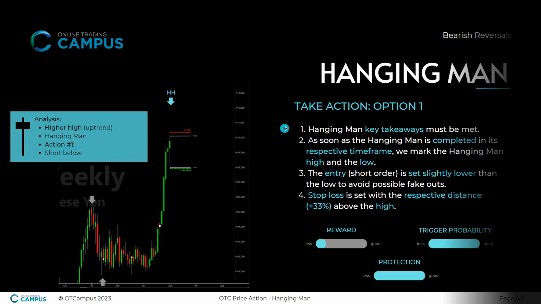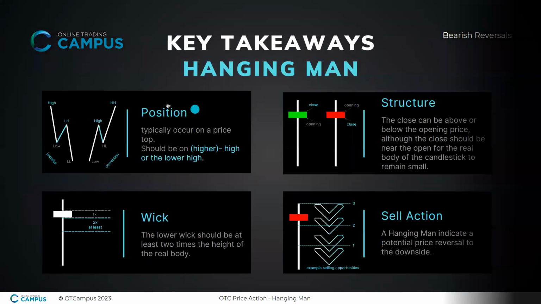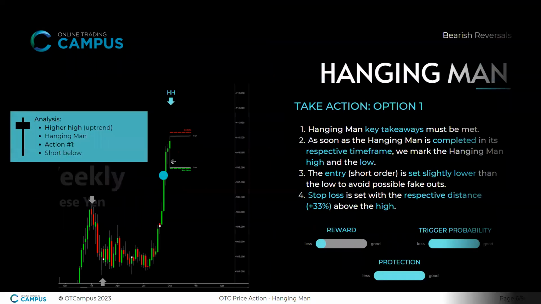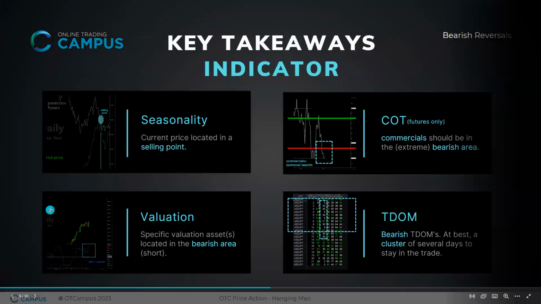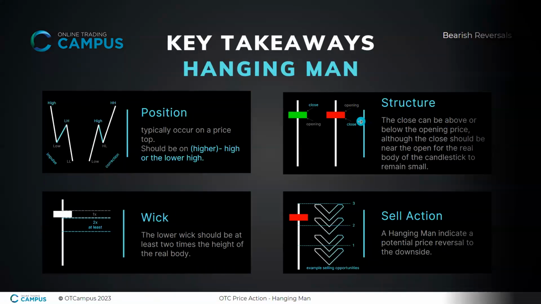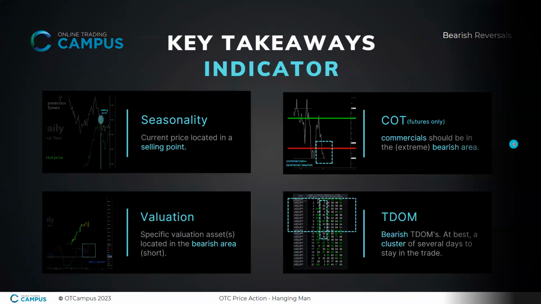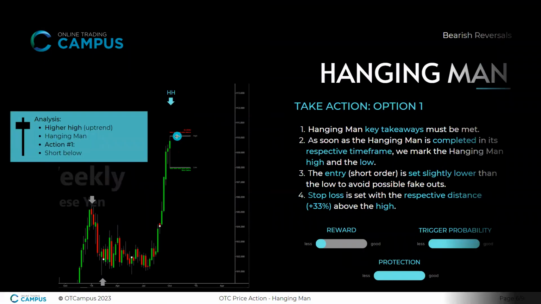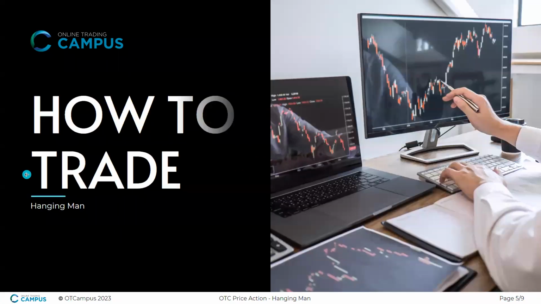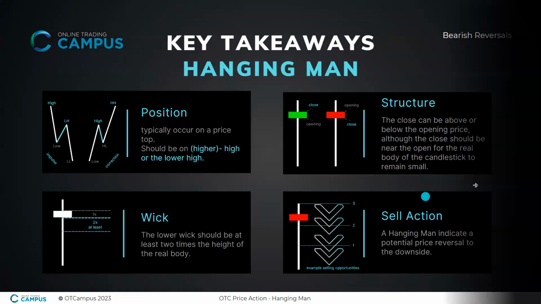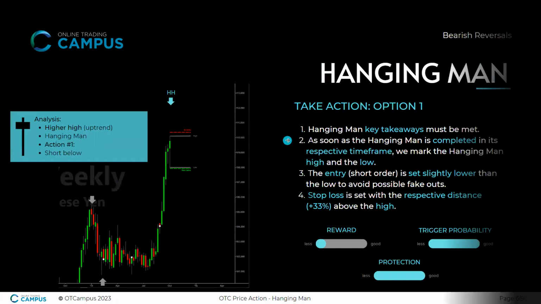How will we do this? First, the hanging man key takeaways must be met. Okay, position: we are in the higher high, fine. The wick: we need 2 times the height of the real body to the downside. Let's check. Yes, definitely, right? It's 1, 2, easy to get 2. Number 3 is the structure, green or red body. Important is that we close on the top. Also a green candle, and we are close to the high here. Fine. Okay, the hanging man key takeaways are met.